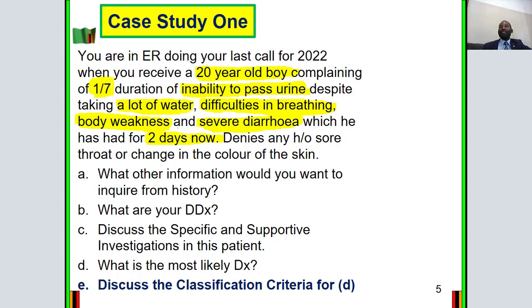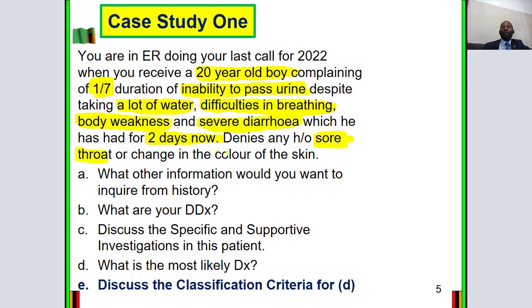Then, from this history, this boy has denied having any history of what? Sore throat. And we know why the question is talking about sore throat. Sore throat points to streptococcal infection, because streptococcal infection may cause post-streptococcal glomerulonephritis. So that's why we are able to rule that out. The examiner is trying to push us to think in that direction.